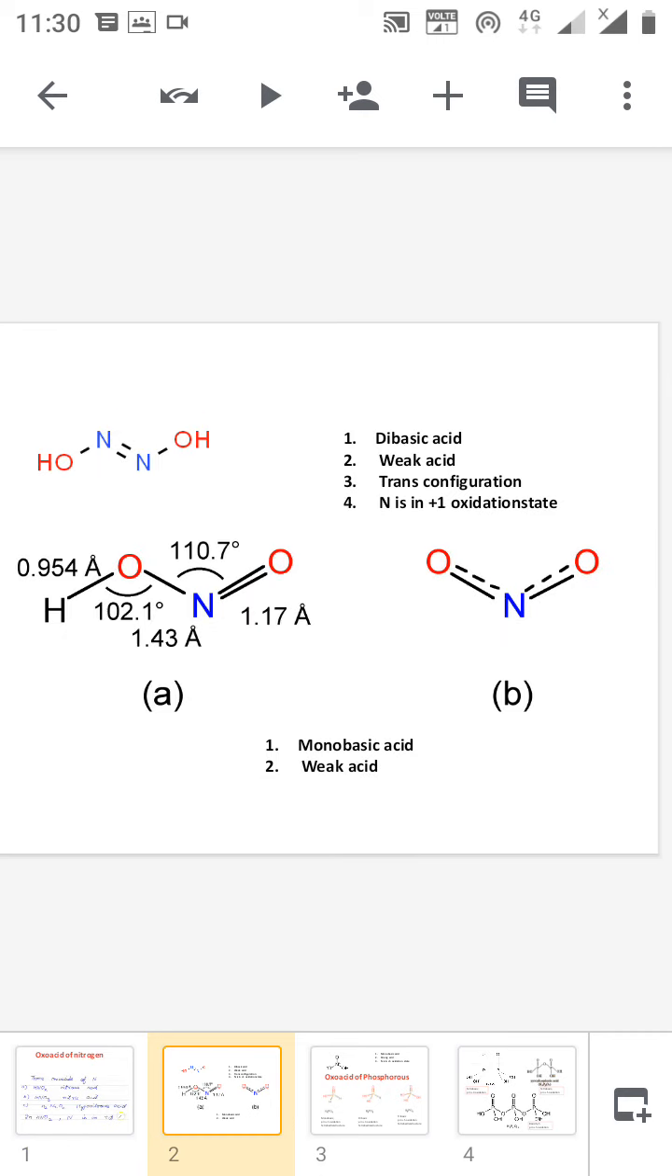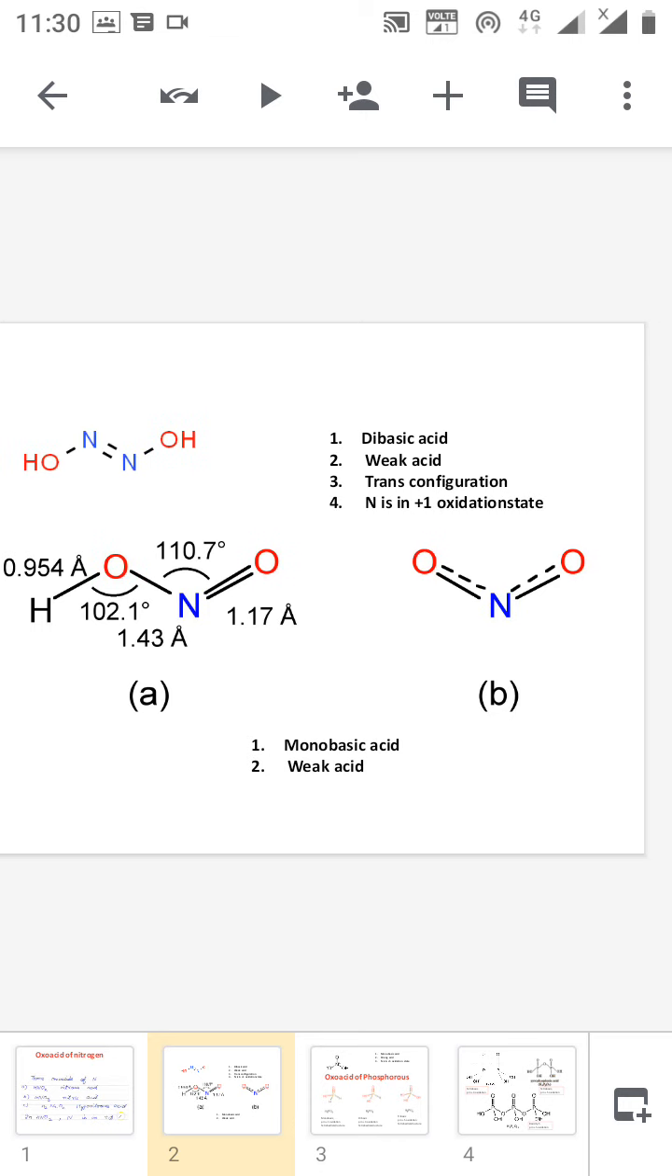So the next structure is HNO2. Structure A is HNO2, nitrous acid. In nitrous acid there is only one OH group which is ionizable, so it is a monobasic acid and it is a weak acid.